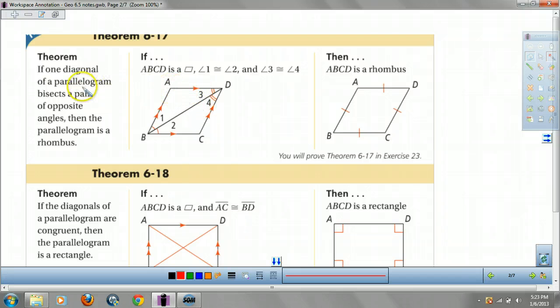If we have a parallelogram and it bisects a pair of opposite angles, cuts them in half, then the parallelogram is a rhombus. Okay, so if it cuts this angle B into 2 equal angles and D into 2 equal angles, then ABCD is not just the first 4 letters in the alphabet, but it's also a parallelogram. Okay?